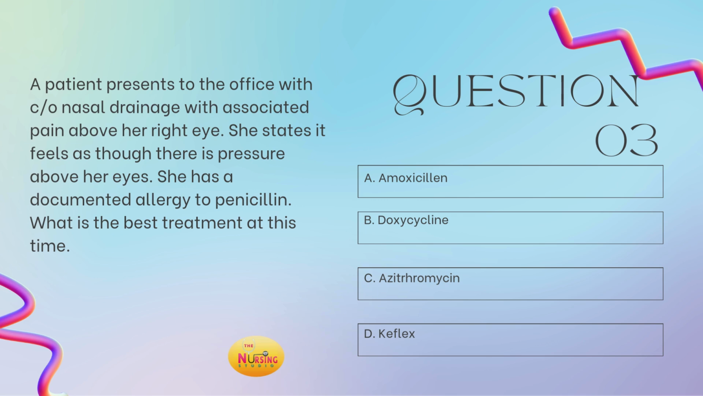It says a patient comes to the office with complaints of nasal drainage with associated pain above her right eye. Sounds like sinusitis. It also says that it feels like there's pressure above it. So, it's really sounding like sinusitis here.